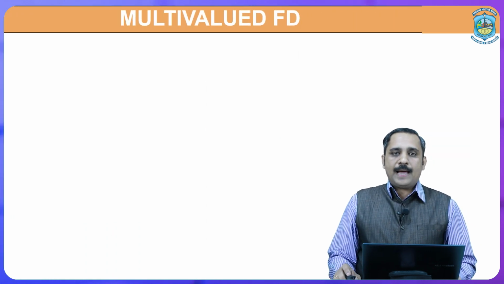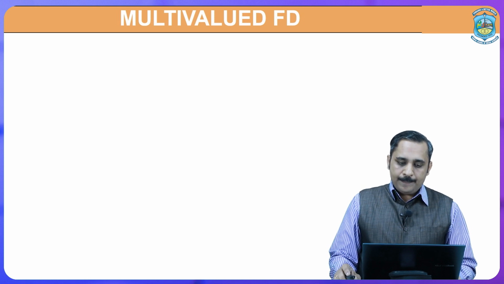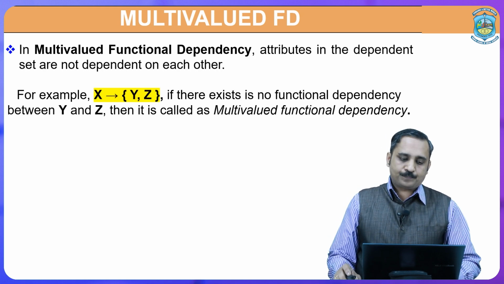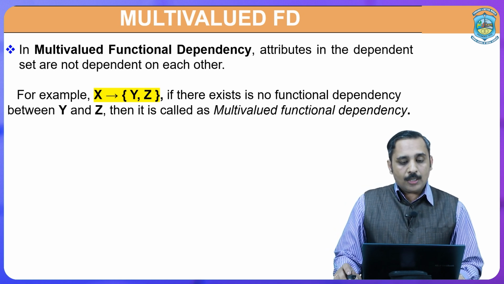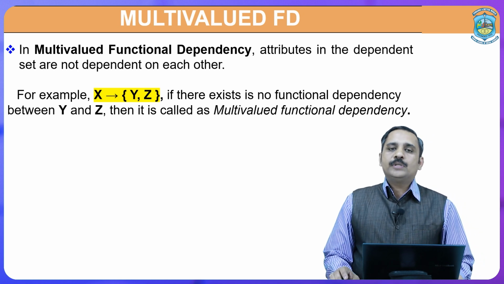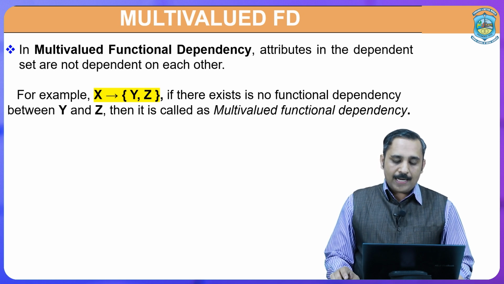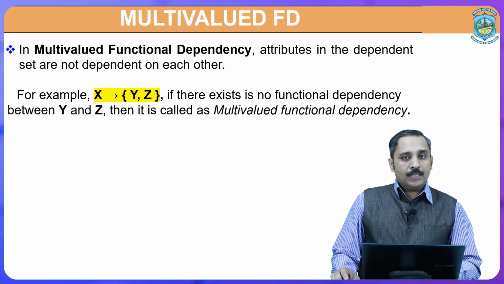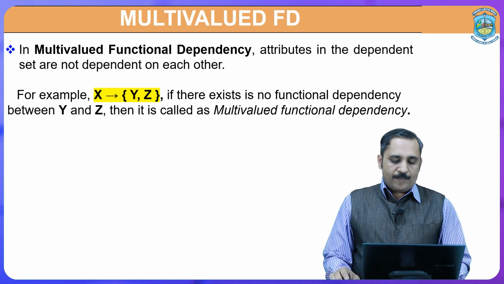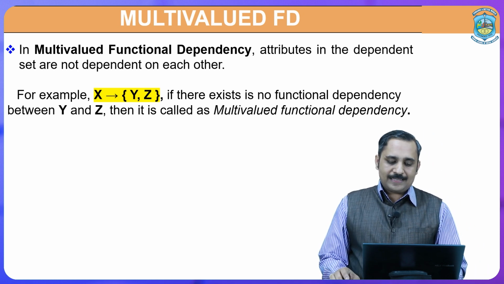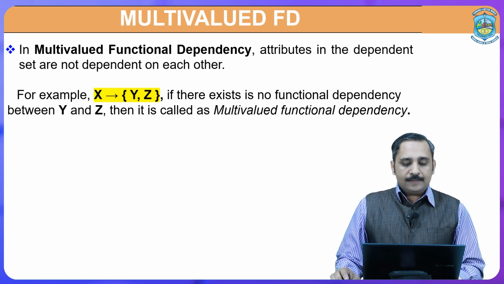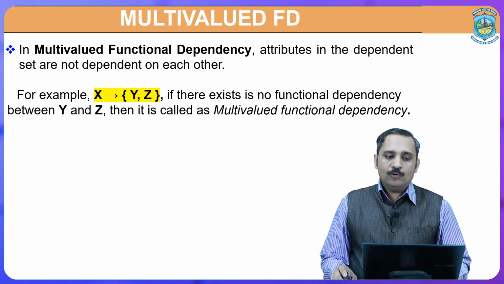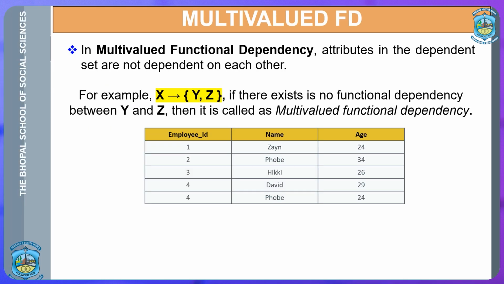Then we have multi-value functional dependency. Multi means many, so it has more than one value. In multi-value functional dependencies, attributes in the dependent set are not dependent on each other. So if we have more than one attribute or value in a dependent set on the RHS, they are not subsets of each other. For example, if we have a functional dependency, say x arrow y comma z, and there exists no functional dependency between y and z, they are mutually exclusive, then we say that it is a multi-valued functional dependency.